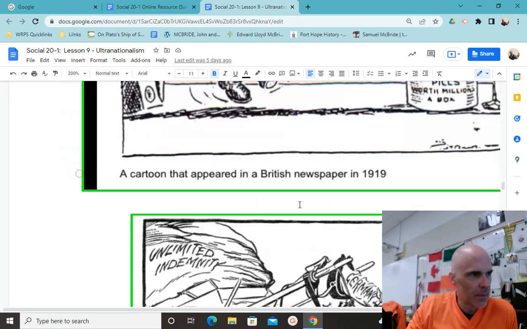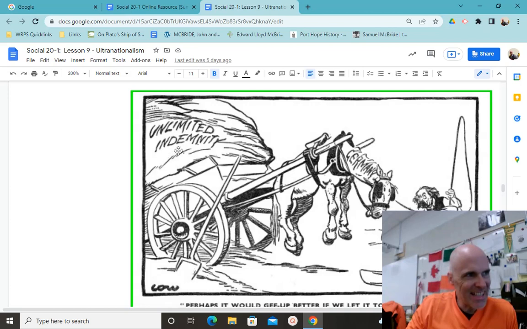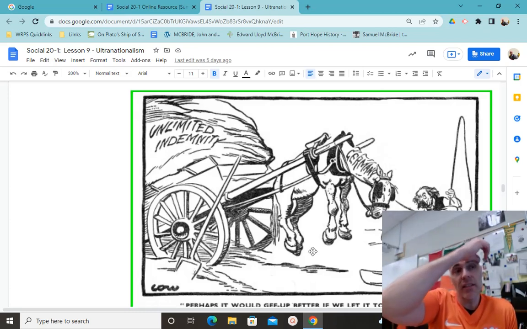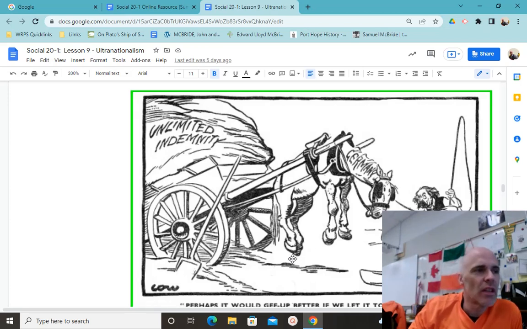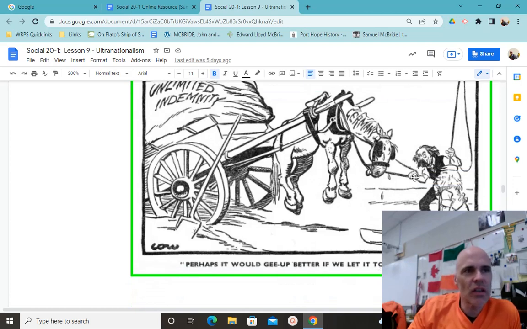Let's zoom in a little bit. Unlimited indemnity means that the burden is unlimited, like the weight is so heavy. So Germany is shown as this horse, and the horse can't make any ground if it can't reach the ground, right? So there's this discussion among the two whipping him, and this would be Lloyd George and George Clemenceau. Perhaps it would be better if we would let it touch the earth.